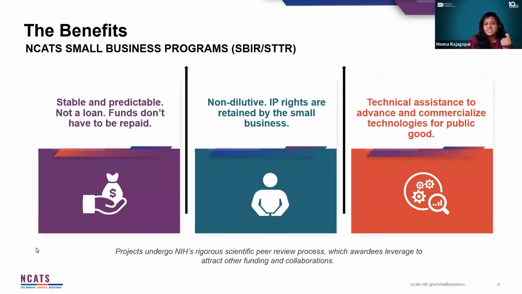But one of the biggest advantages of applying to the small business program here at the NIH is the topic of today's webinar event, which is the peer review process. Every SBIR and STTR grant goes through a rigorous peer review process, which the small business can then leverage to go outside of the NIH looking for other funding opportunities and collaboration potential. So that is one of the biggest advantages to applying for the small business program at NIH. Because guess what? Now your work has been validated by the National Institutes of Health.